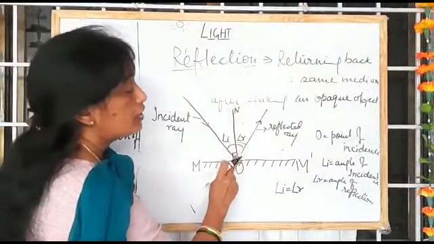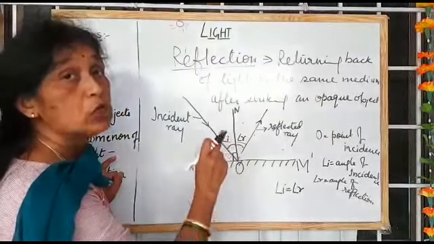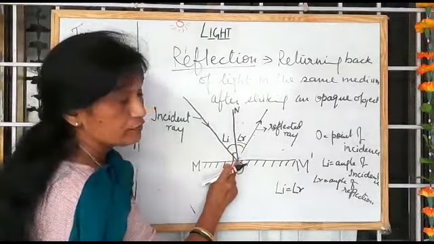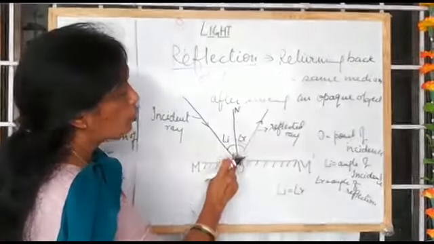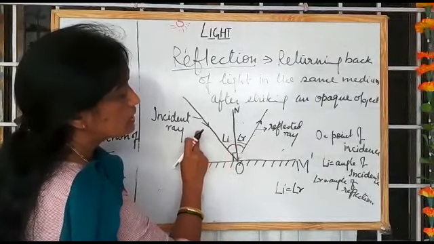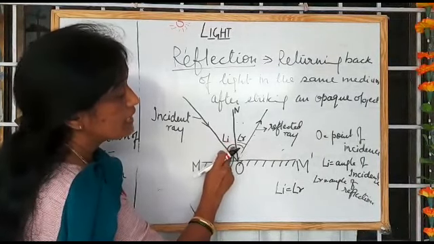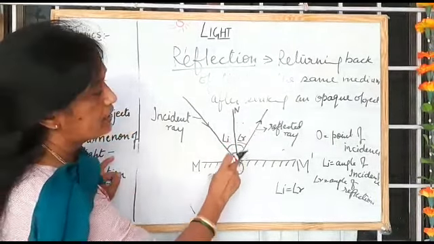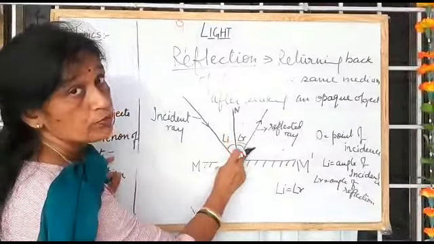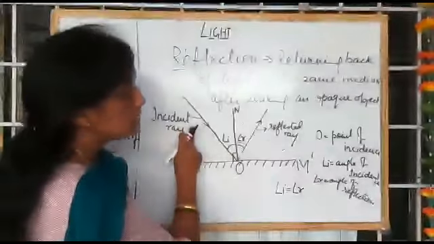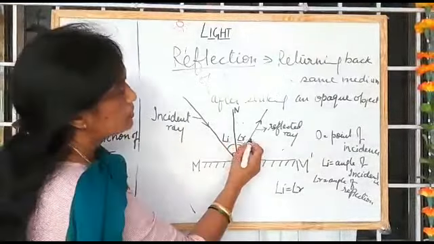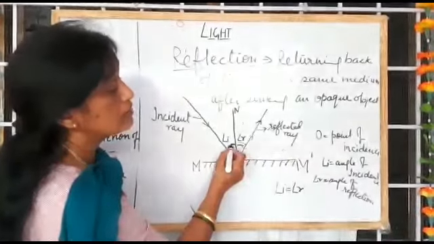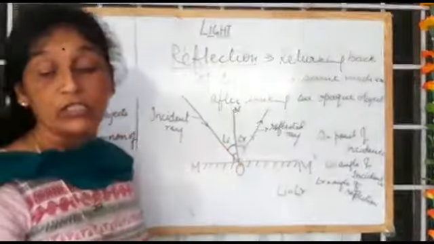But while returning, it has to follow a certain law, and we have observed that if at this point of incidence I make a normal, the angle which the incident ray makes with the normal is the angle of incidence, and the reflected ray should be such that the angle it makes with the normal is equal to the angle which the incident ray makes with the normal. So this is the reflected ray. This will be the reflected ray if this angle is equal to this angle. So this is the first law.